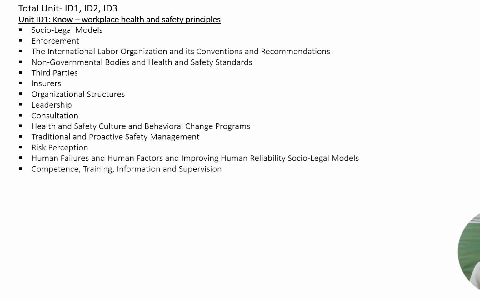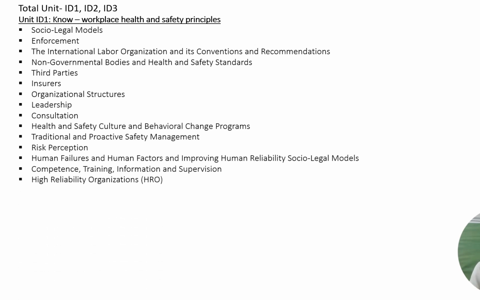Competency, training, information, and supervision. These play a very important role in occupational health and safety. We all know people should be competent, employees should be trained, and supervision is also very important. So in this chapter you will study in detail about competency, training, information, and supervision.